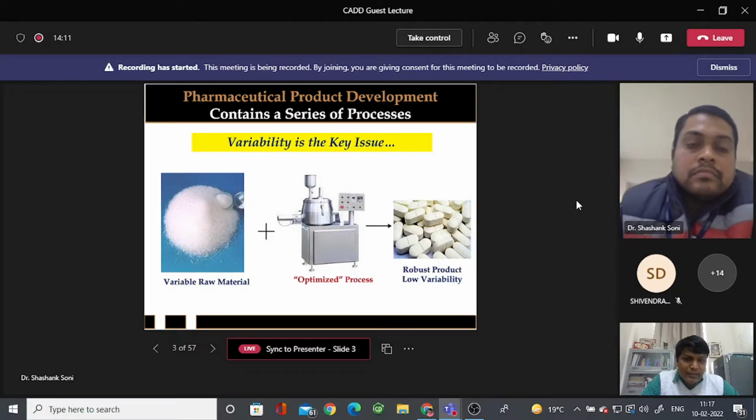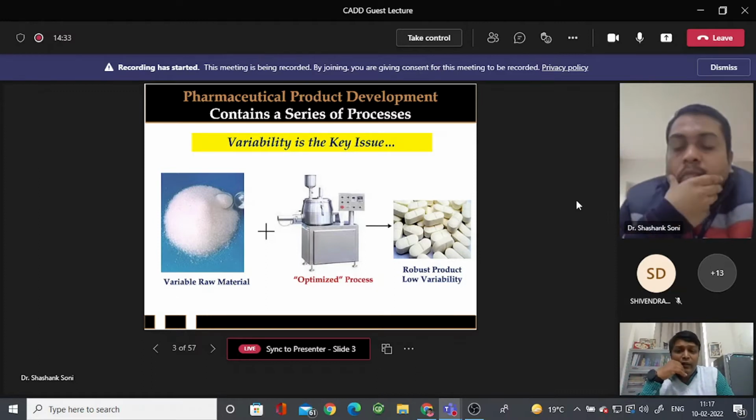The second is the diluent. You have to dilute the API with the help of some excipient. These diluents can be calcium carbonate, dicalcium phosphate, lactose, or starch. These are the common diluents which we use in the tablets.